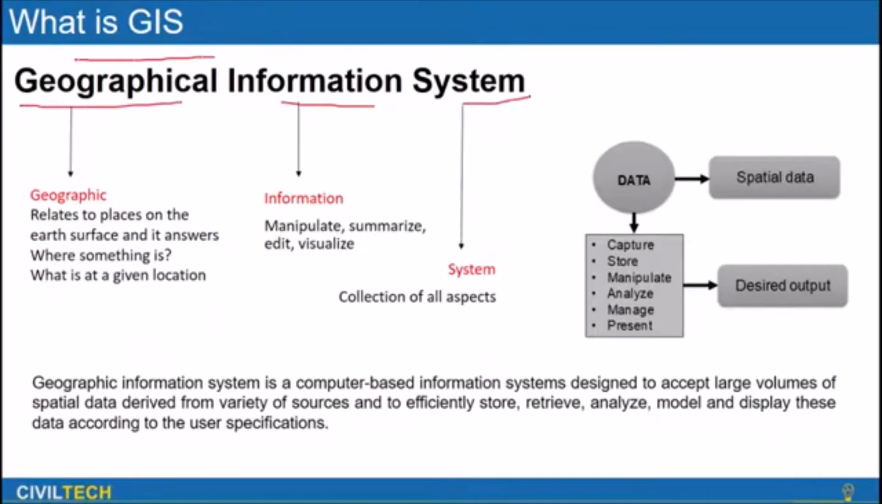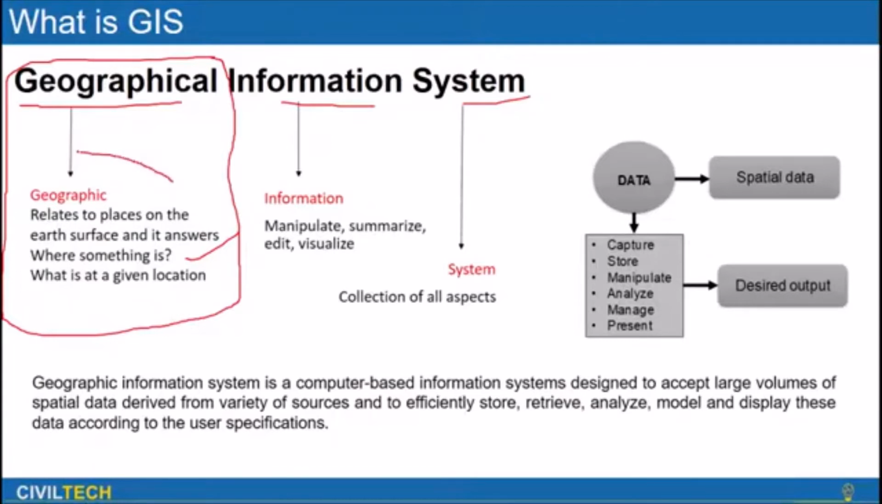When I say geographical, it states what exactly is there at a particular location. So predominantly it answers two questions: where something is, for example, I can ask, where is Delhi? Or I can ask, what is there at 73.23 north and 28.43 south, right? So you can get to know what exactly is there at a particular location.